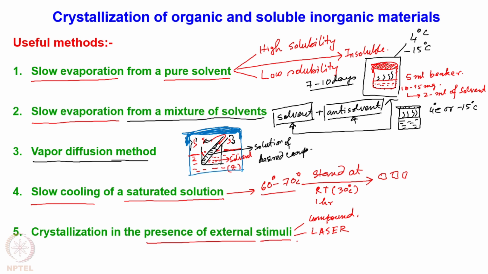Crystallization can happen in presence of some magnetic field or electric field. This type of crystallization is done in case of materials which are magnetic in nature, or they have some electric dipole moments which get arranged in a very high electric or magnetic field, and then those compounds can crystallize.